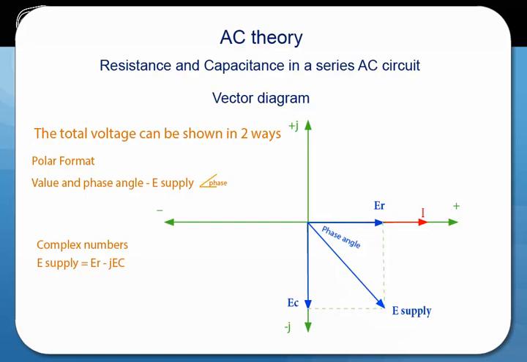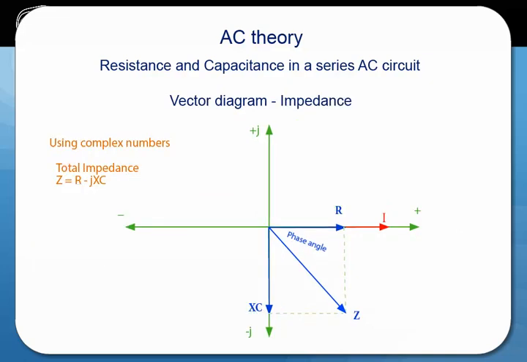Rectangular format, which is a complex number, which consists of a real part and an imaginary part, with a prefix j, which is often called operator j. The vector diagram can be used to represent resistance, capacitive reactance, and impedance.